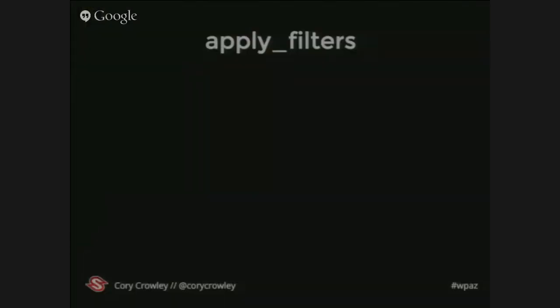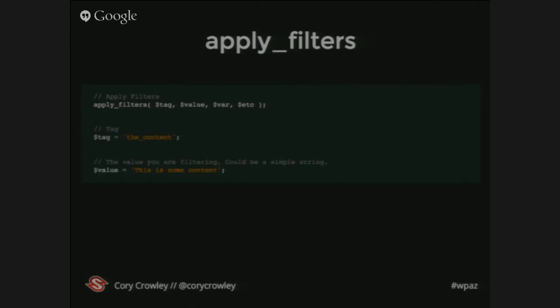Okay, the second function that deals with filters is the sister function to add filter, which is apply filters. So apply filters is similar, and it accepts a tag name. So it would be like the content, for example, a value, and this is the value that usually is filtered. And then we can pass additional variables along with the value so that you can intercept other information along with that title.